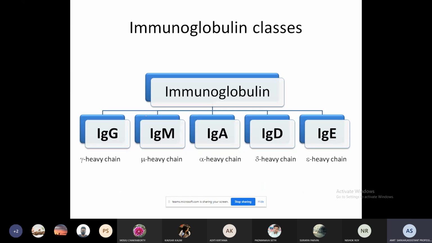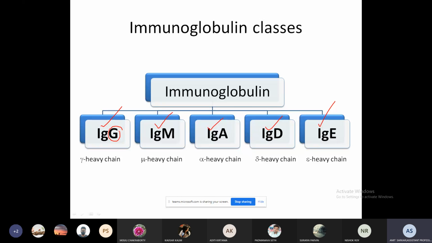I was just talking about the IgG. So number 1, immunoglobulin G. Number 2, immunoglobulin M. Number 3, immunoglobulin A. Number 4, immunoglobulin D. And number 5, immunoglobulin E. What this big capital letter stands for, G, M, A, D, E, stands for the type of heavy chain constant region they are having. It is a translation of the Greek word.